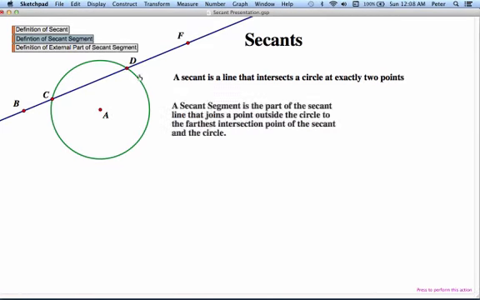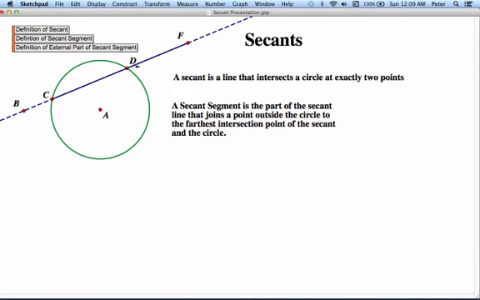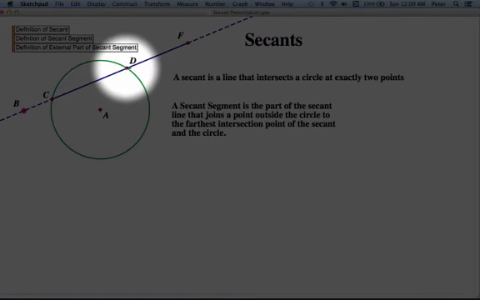Now, a secant segment is very closely related to a secant. In fact, it's part of a secant, but it reaches from a point outside the circle to the farthest intersection with the circle. So FC would be an example of a secant segment. By the way, BD would also be a secant segment because it reaches from a point outside the circle all the way to the farthest intersection on the circle, point D.